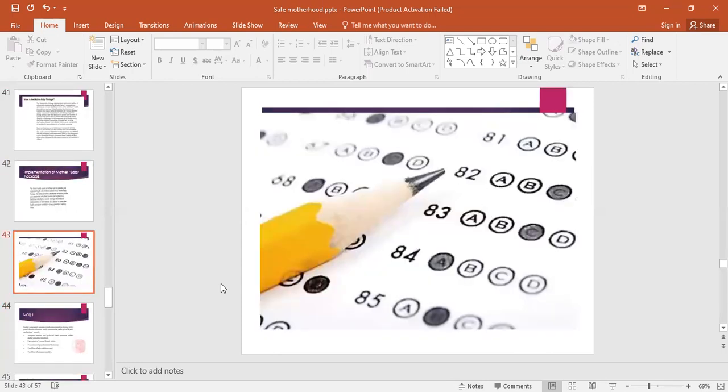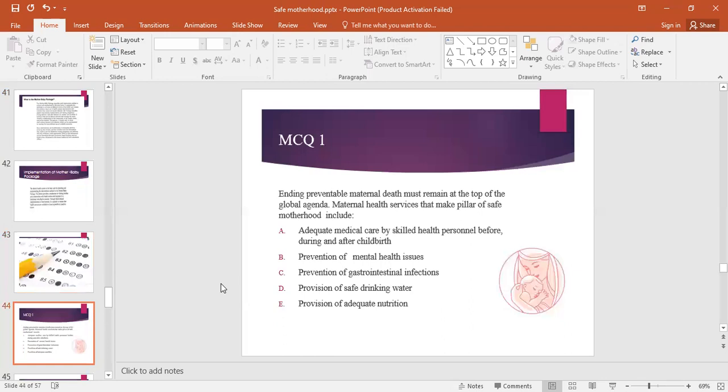Now it's time for the MCQs. Ending preventable maternal death must remain at the top of the global agenda. Maternal health services that make the pillars of safe motherhood are: adequate medical care by skilled health professional personnel before, during, and after childbirth, prevention of mental health issues, prevention of gastrointestinal infection, provision of safe drinking water, and provision of adequate nutrition.